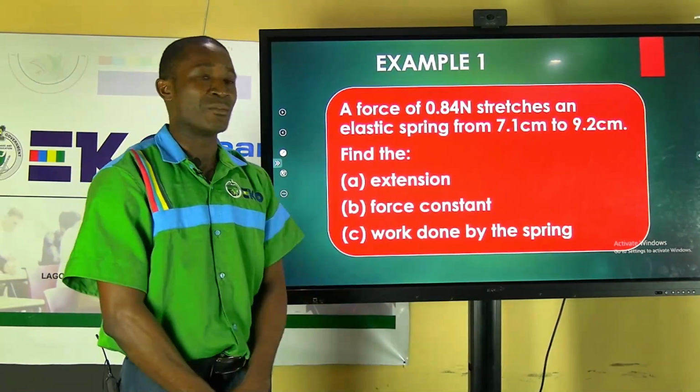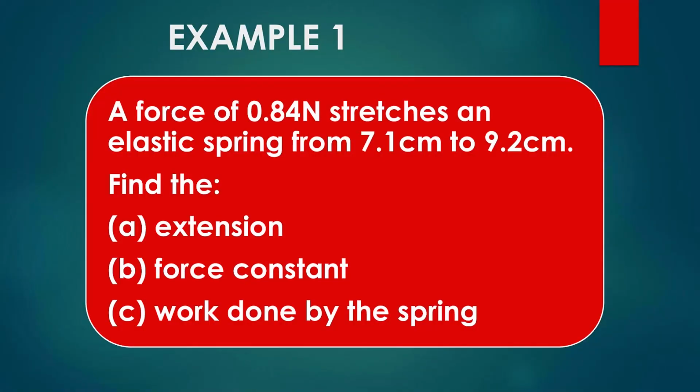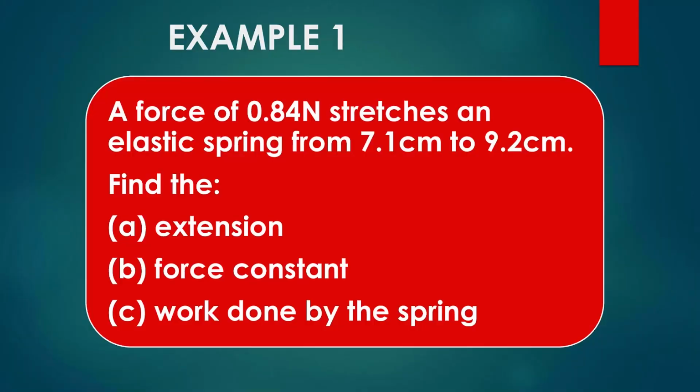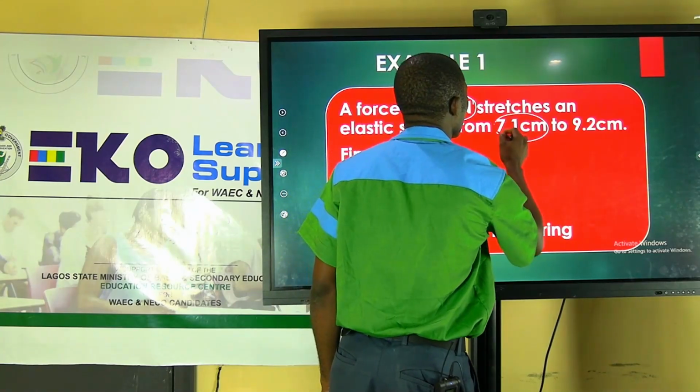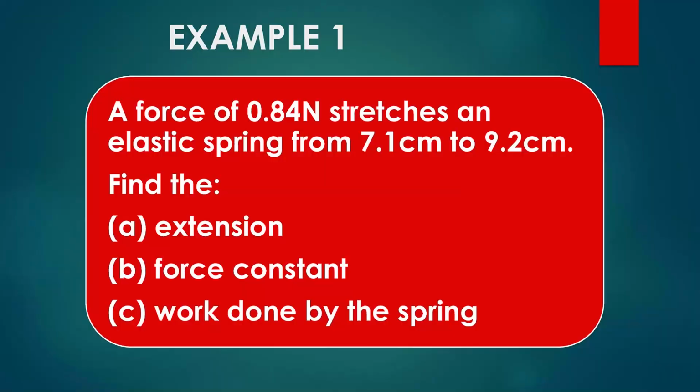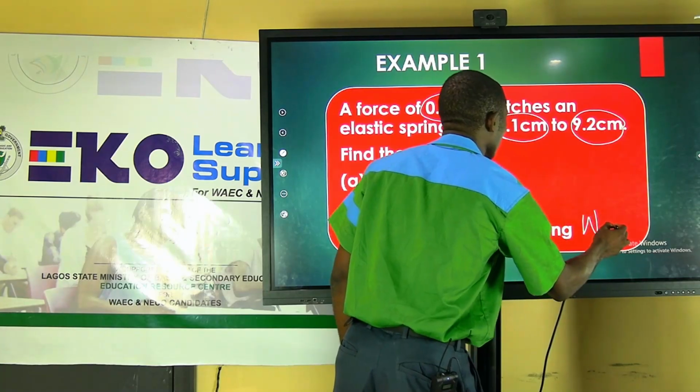Look at the first example. Example 1 says a force of 0.84 Newton stretches an elastic spring from 7.1 centimeter to 9.2 centimeter. Number 1, find the extension. Number 2, find the force constant. Number 3, calculate the work done.